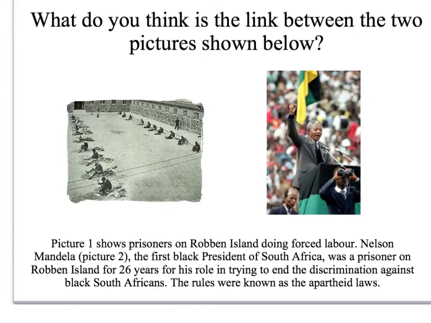Picture 1 on the left shows prisoners on Robben Island in South Africa doing forced labour. If you look closely enough, you'll see that their job is to break stones. Nelson Mandela, in picture 2 on the right, was the first black president of South Africa and was a prisoner on Robben Island for 26 years. He was imprisoned here for his role in trying to end the discrimination against black South Africans. The rules were known as the apartheid laws. Can you please add to or amend your initial comment to explain the connection now between the two pictures? Please pause.